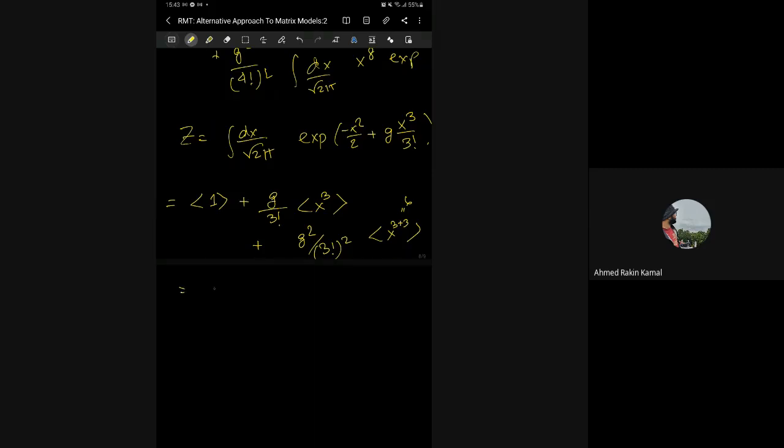The first one is 1. Can someone say what I would get from here? The second, what is the number associated with this? 0. Right. At g squared order, what number would I get?